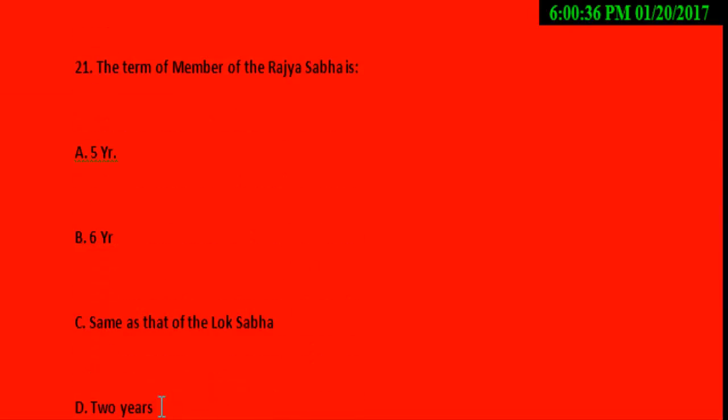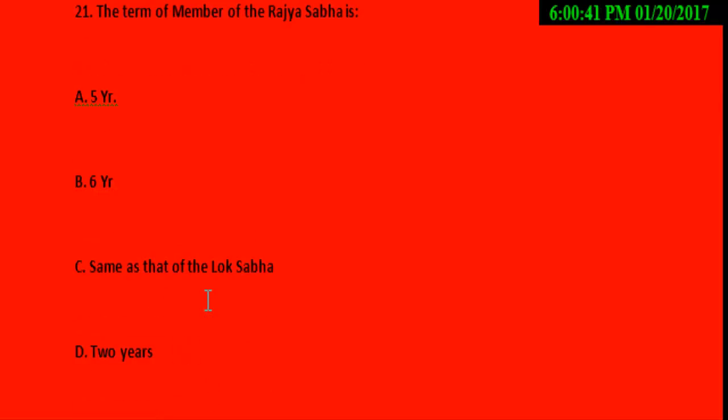You can pause the video and go through the answers later for your practice. By mistake sometimes I scroll it and you can see the answers beforehand, but you can pause the video for better practice. The term of member of the Rajya Sabha is 5 years, 6 years, same as that of Lok Sabha, or 2 years. So your answer is B, 6 years. 6 years is the term of member of the Rajya Sabha.